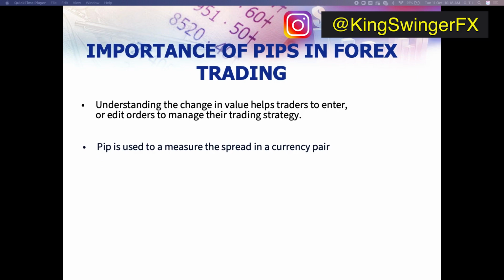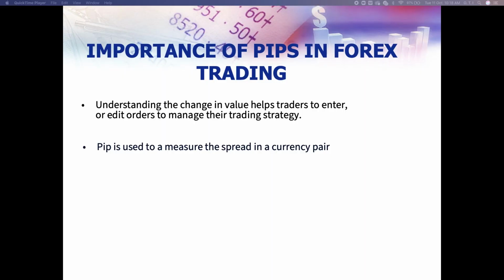I also have that the pip is used to measure the spread in the currency pair. Like I said earlier on, this is a beginner series that I'll be uploading consistently, and in a subsequent video I'm going in deep into spread, right? But for you to know the spread on any currency pair, it is measured in pips. So if you understand pip, you'll be able to know the spread. And I don't want to go deep into spread because I'm shooting a separate video just for spread alone, right? So the pip is used to measure the spread in the currency pair, right?